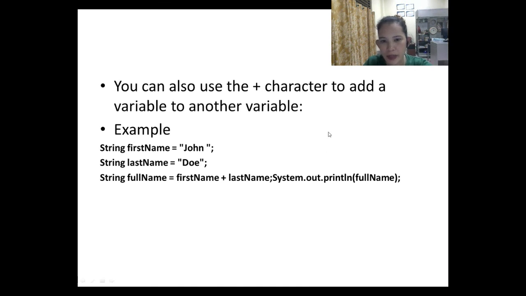You can also use the plus character to add a variable to another variable. For example, here we have the string firstName equal to John and the lastName equal to Doe. Next, we have another variable fullName equal to the value of firstName, which is John, plus the value of lastName, which is Doe. You put them together, that will be the value of fullName. So the output of this one should be John Doe.